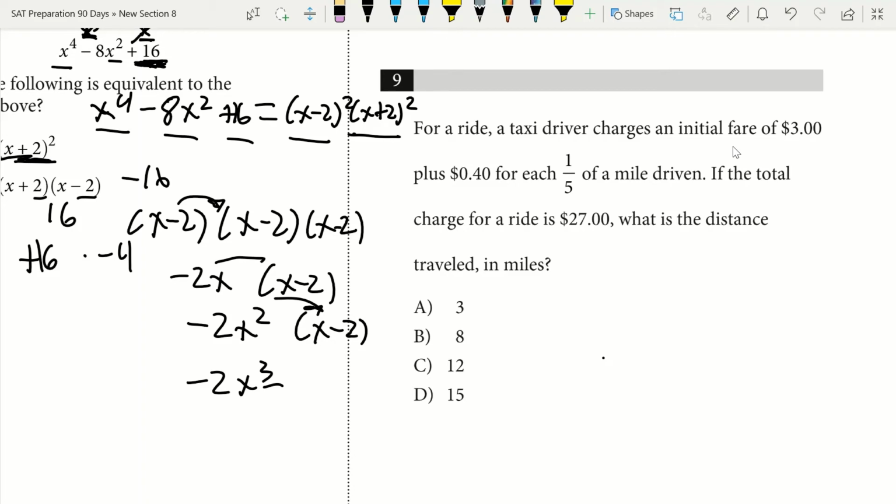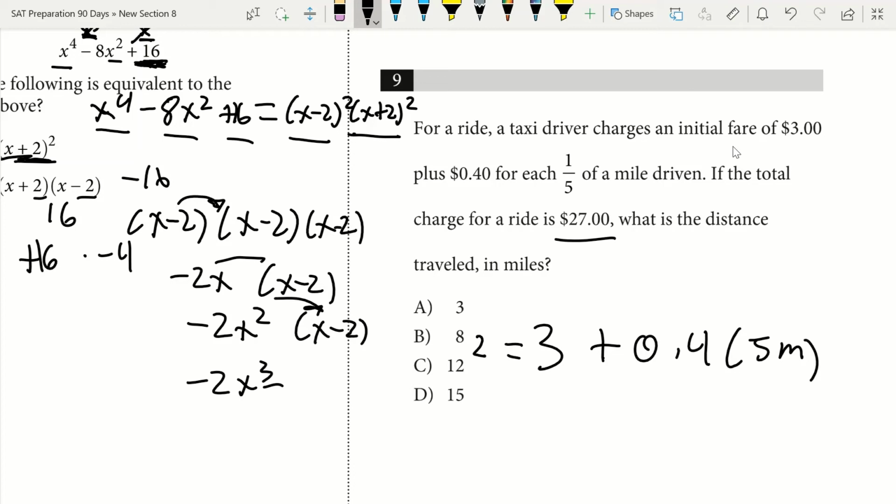For a ride, a taxi driver charges an initial fare of $3 plus 40 cents for every 1/5 of a mile driven. If the total charge for a ride is $27, what is the distance traveled in miles?